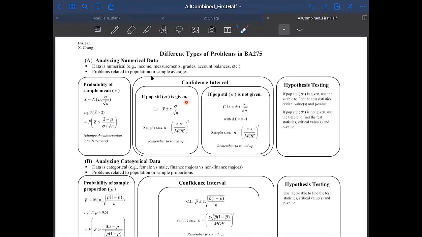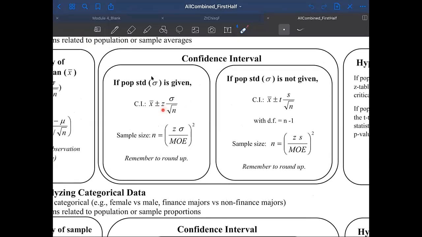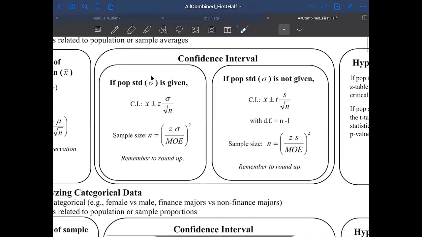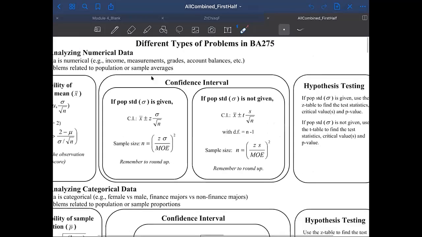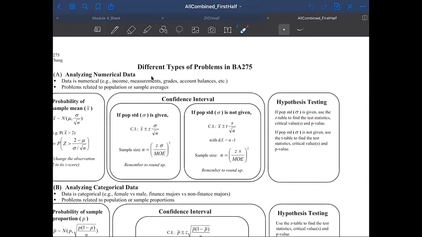This one is when the population standard deviation is given. We talk about the Z multiplier here. And if sigma, the population standard deviation, is not given, we are going to use a T distribution. This is the second distribution we discussed for this class, the T distribution. And same goes for hypothesis testing. We're going to consider two different scenarios: if the population standard deviation is known versus not known.